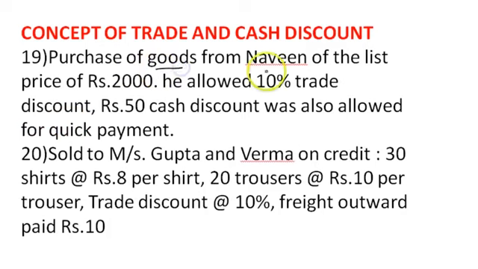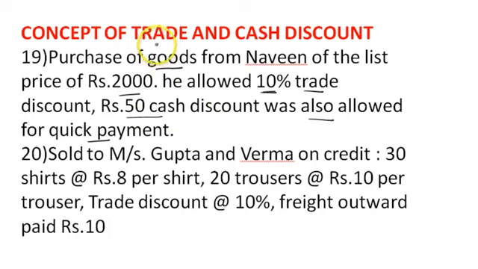Purchase of goods from Naveen, for the list price of 2000, he has allowed 10% trade discount and rupees 50 as cash discount was also allowed for quick payment. So in this situation, we have purchased goods for 2000, but he is allowing 10% trade discount, since we may have purchased the goods in bulk quantity, and at the same time we have made the payment, so he is allowing 50 rupees as cash discount.